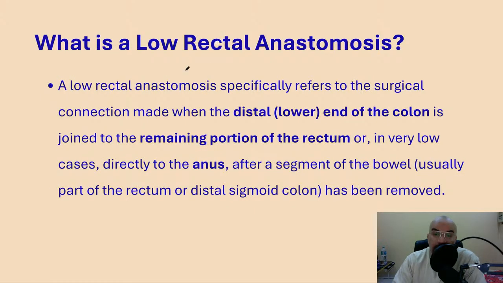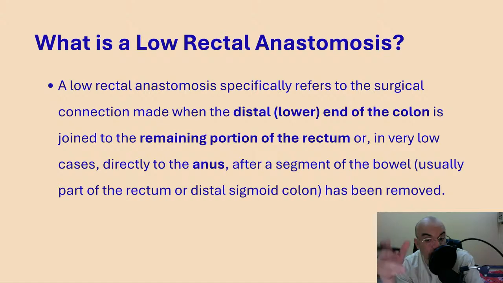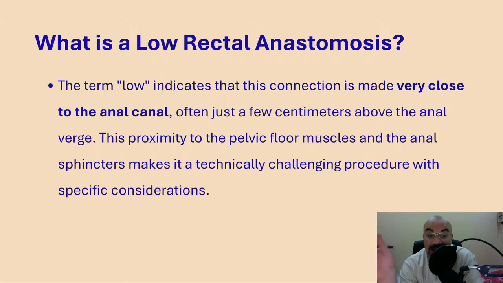The well-known procedure within the world of the colostomy is called the low rectal anastomosis, which specifically refers to the surgical connection in which the distal lower end of the colon is joined to the remaining portion of the rectum, or in very low cases directly to the anus. This is after segments of the bowel, usually from the rectum or distal sigmoid colon, have been removed, to make sure that the problem in that place has been excised.